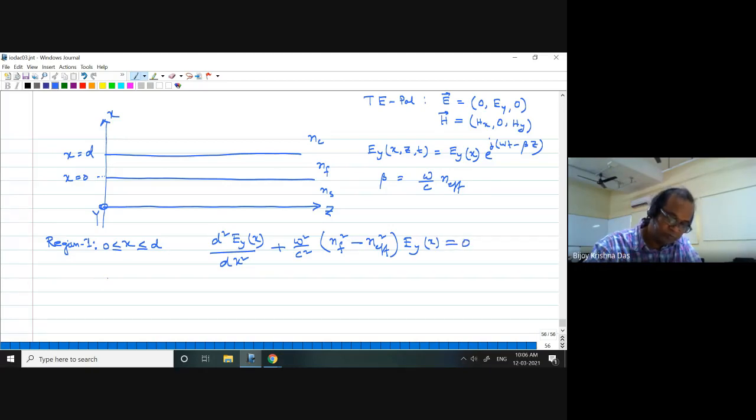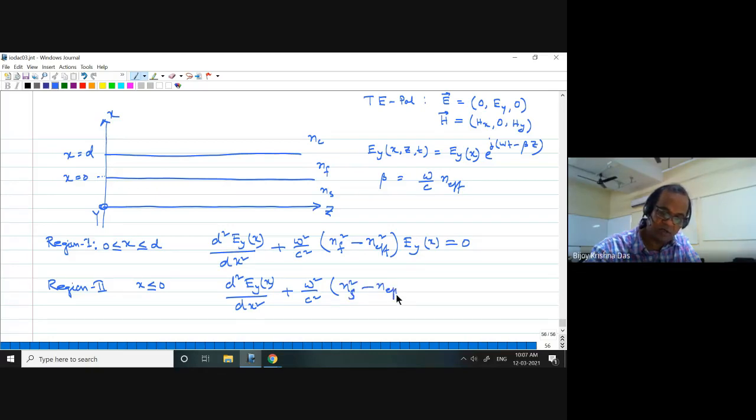And for region 2, where we defined x less than or equal to 0, we can write the same equation, only one change: d2Ey(x)/dx2 plus omega square by c square times ns square minus n effective square, Ey(x) equal to 0.